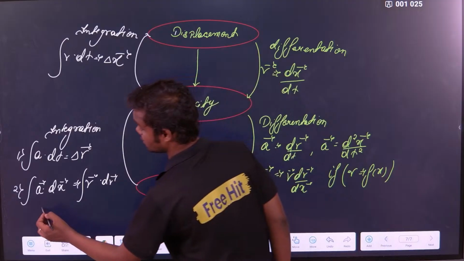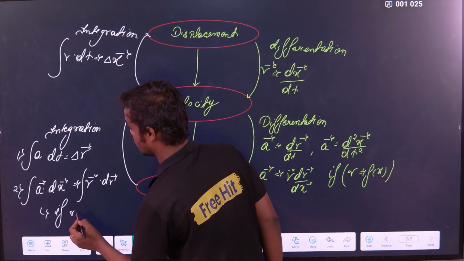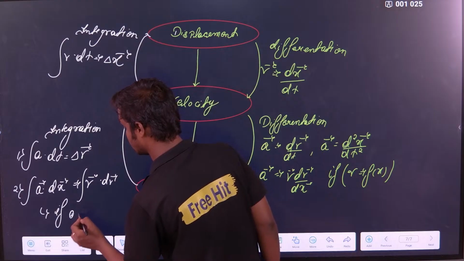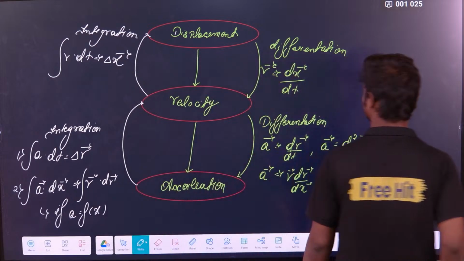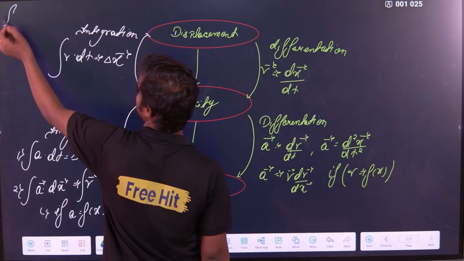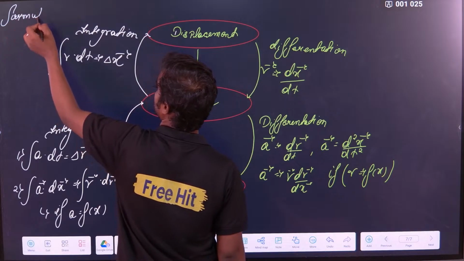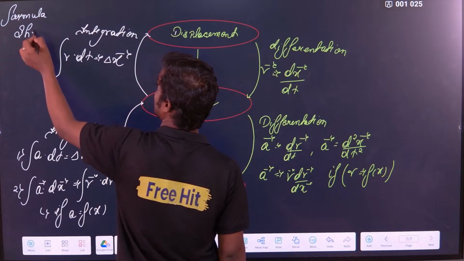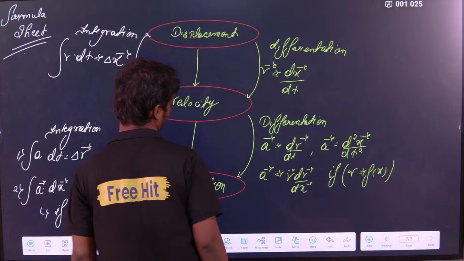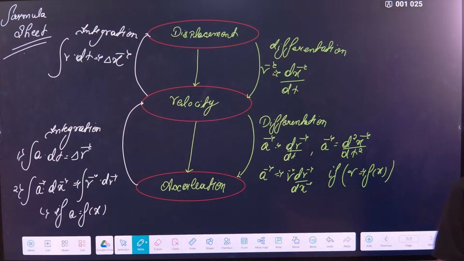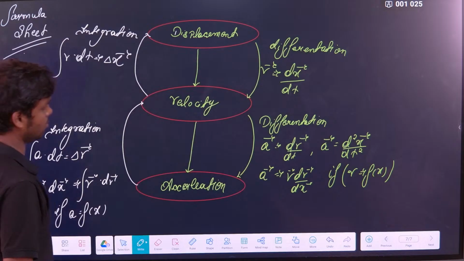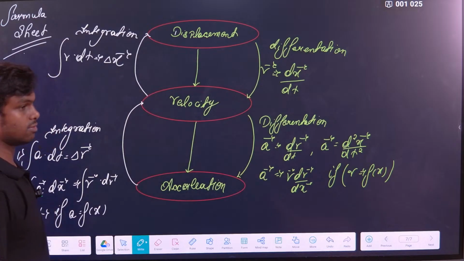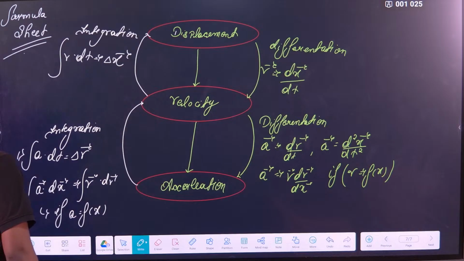When is this case? If my acceleration is a function of x, then you have to do this case. So that is a formula sheet for you, very clear up to the point, so that you can have no confusion regarding the formulas. You can understand at which point we have to apply which formula. Clear? Okay.